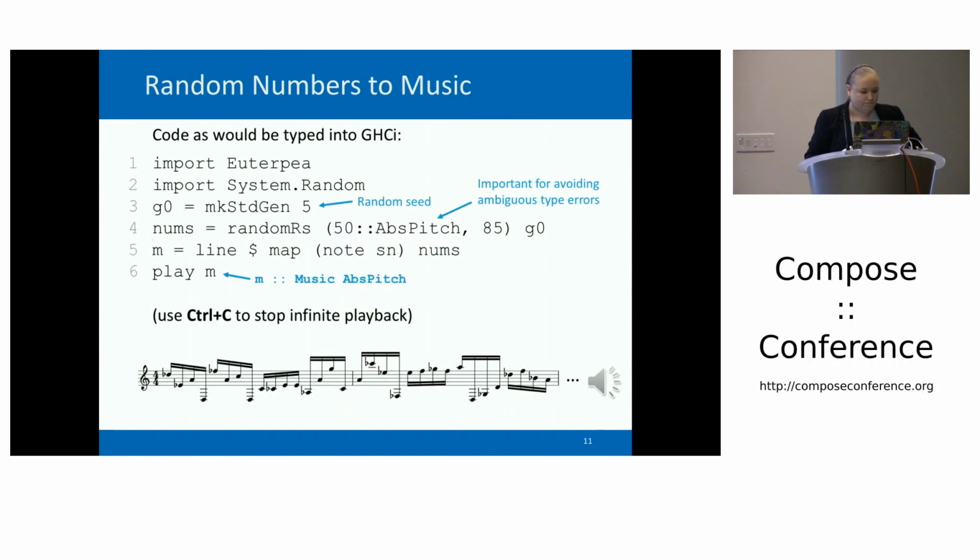Now, the nice thing about working with numbers instead of that pitch type is we can start to work with randomness. So this is our first little baby step towards getting that jazz stuff. Improvisational jazz is not the same each time. We need non-determinism, and we get that through use of random generators. So I'm starting with a random generator with seed 5 here. I'm generating an infinite sequence of random numbers between pitch 50 and pitch 85, and then I am mapping the note function across all of those, lining it together to make a melody, and we get this.